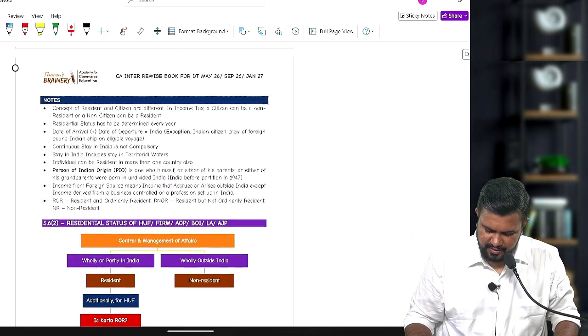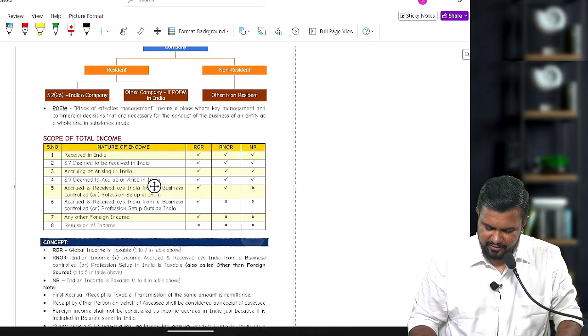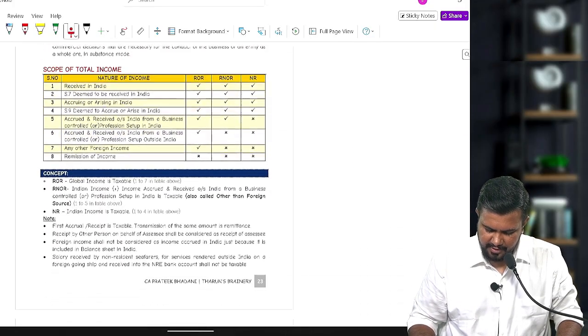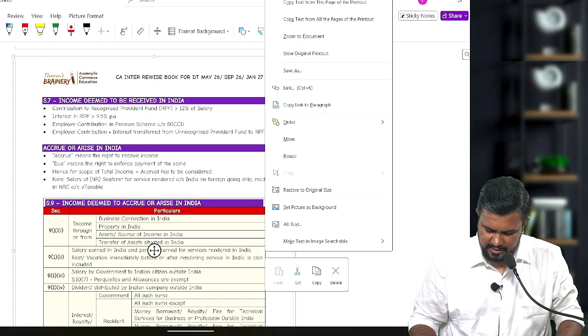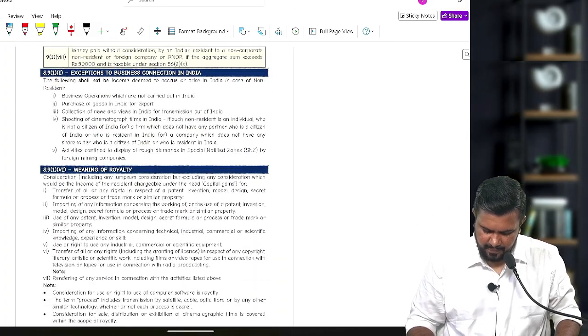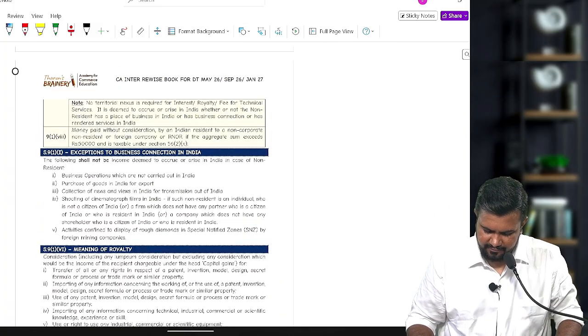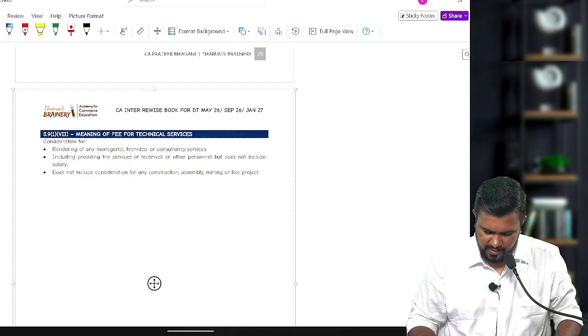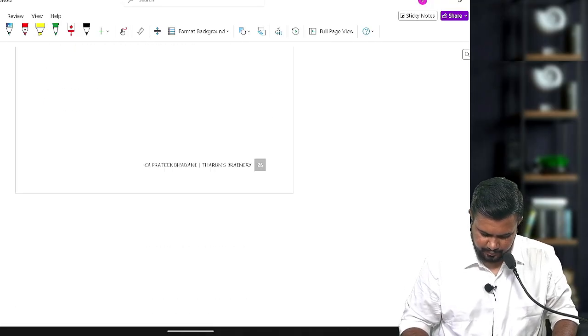Small chapter, but very, very important chapter. Definitely going to be tested in your examination. Residential status. And we will learn in such a way that you will not make mistakes in the exam.